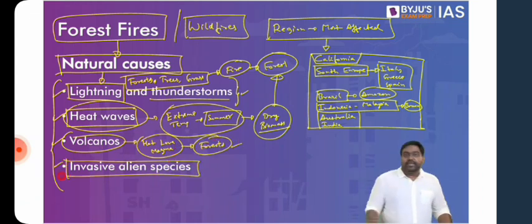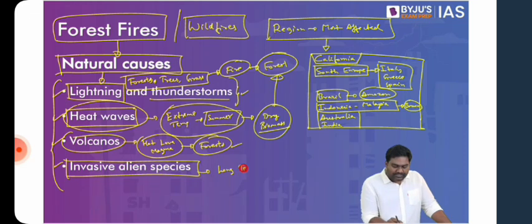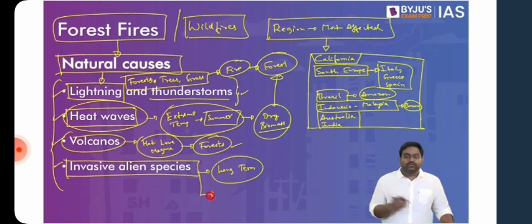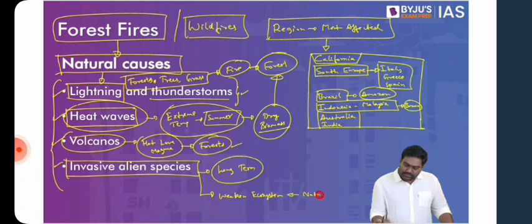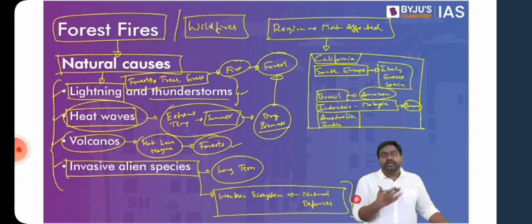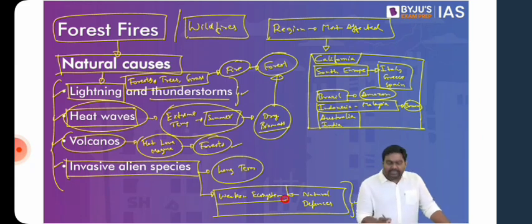Even invasive alien species can contribute in the long term to forest fires. When non-native species have entered an ecosystem, right, they weaken the ecosystem. They weaken the natural defenses of the ecosystem. See, in any ecosystem, there is a natural strength associated with biodiversity of the ecosystem. The interaction between plants and animals and the entire food chain would be such that every ecosystem will be inherently strong enough. It'll have an equilibrium of its own.